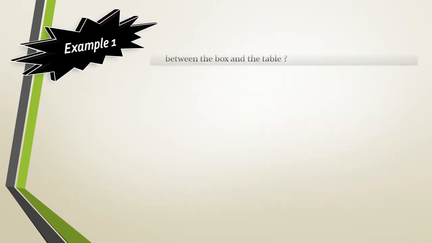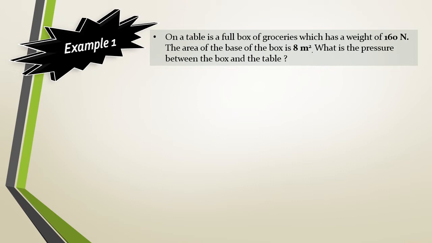So first example, we're going to solve this question together. Okay, kita buat sama-sama. On a table is a full box of groceries which has a weight of 160 Newton. The area of the base of the box is 8 meter square. What is the pressure between the box and the table?